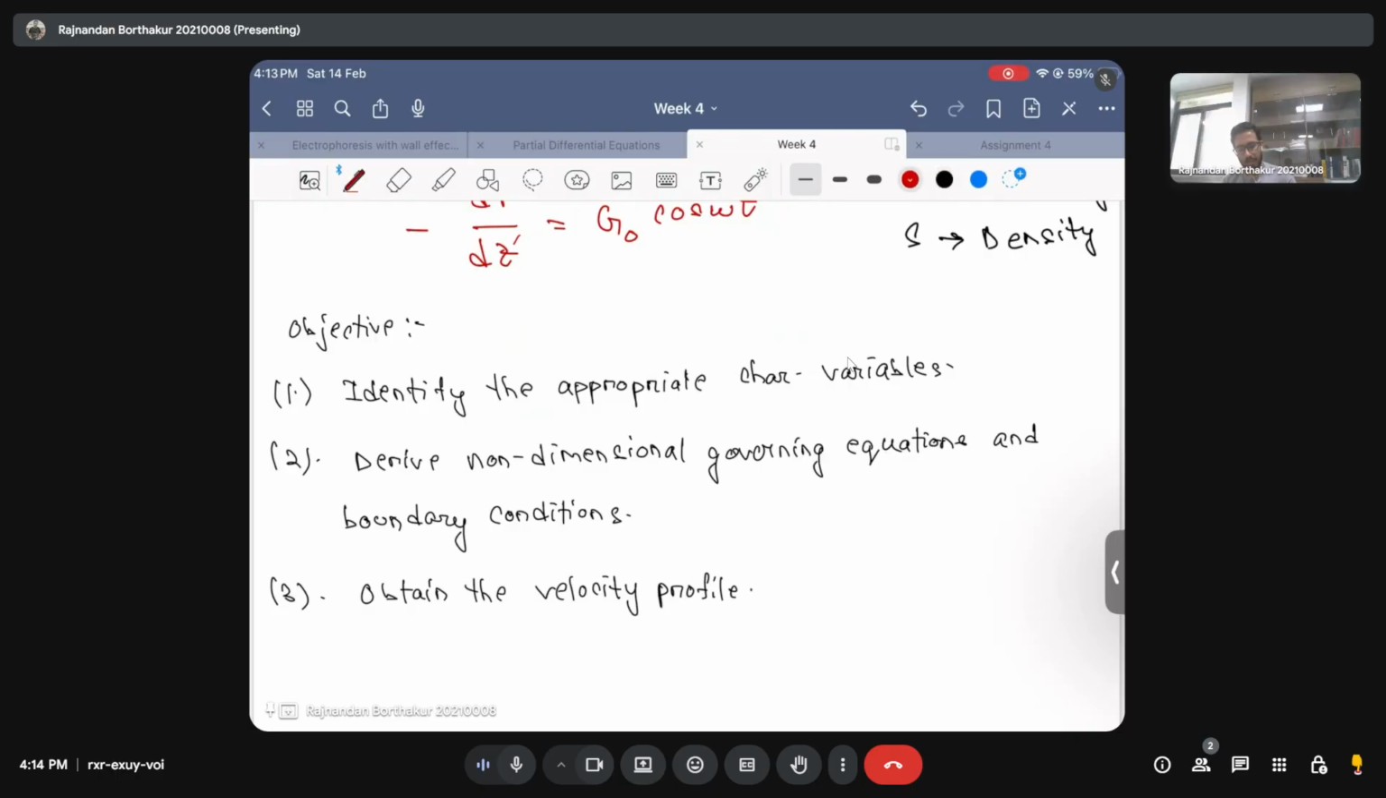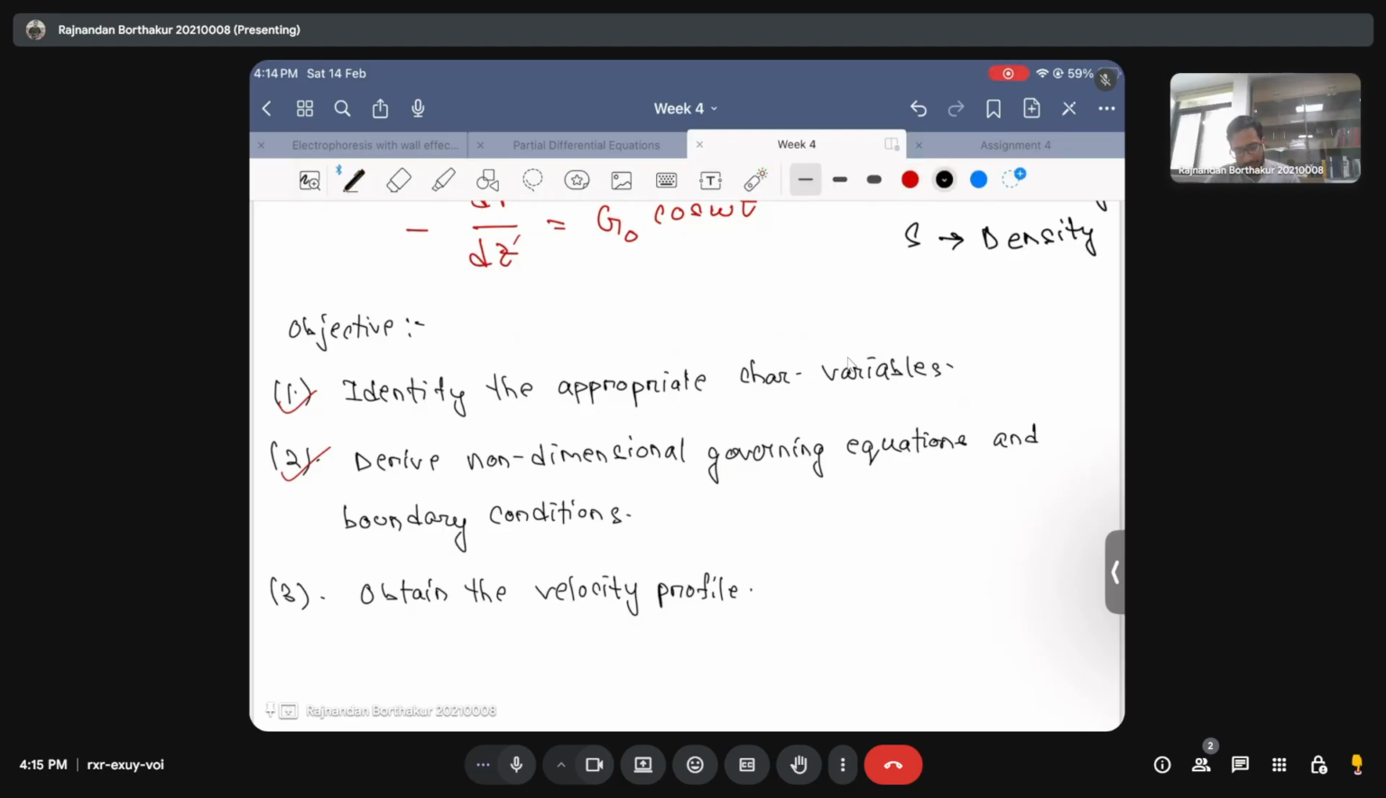But at least we will try to finish the first and the second objective. That is, we'll start from the dimensional versions, and then try to implement the characteristic scales in order to derive the non-dimensional version of the dimensional governing equations. And obtaining the velocity profile is very similar to the one that we have already done. We will do that nevertheless, but first let's get the appropriate characteristic variables, because this will serve as an exercise of whatever learnings we have done in the past half an hour or 45 minutes. Then, using the characteristic variables, we derive the non-dimensional governing equations. All right, so that's it.